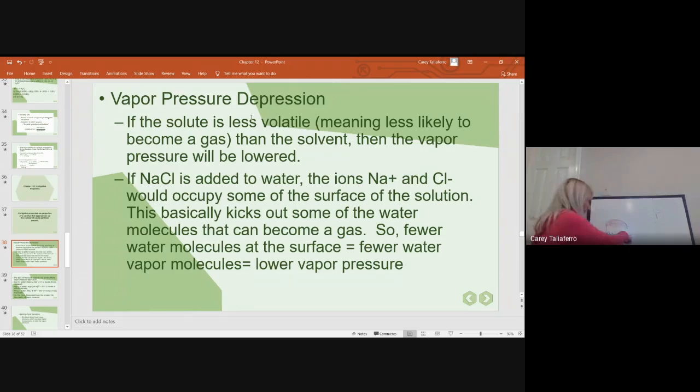Well, if there aren't as many water molecules on the surface, because they're sharing space with sodium and chloride, you're not going to have as many water molecules becoming vapor. So if you have fewer water molecules, you have less vapor pressure. Fewer water vapor molecules, lower vapor pressure. All right, so that's basically what I'm saying down here. The fewer water molecules you have at the surface, the fewer water vapor molecules you can have, because they can't escape the surface and pop off into the vapor area. And so you have fewer molecules, lower pressure, okay?